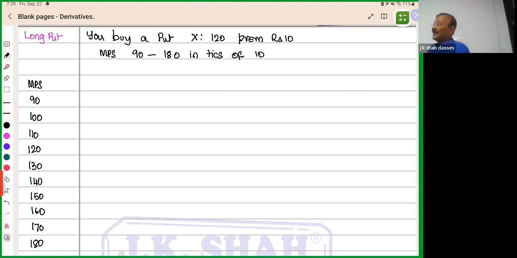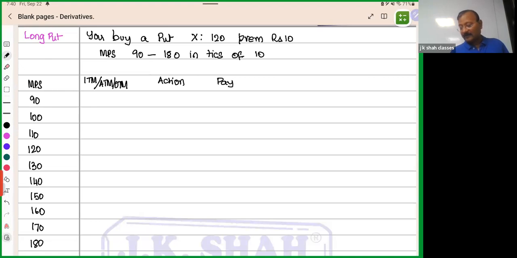Now remember, this is a buyer, long. That means you will have to analyze whether the option is in the money, at the money, and the action that the buyer is going to take, and payoff.